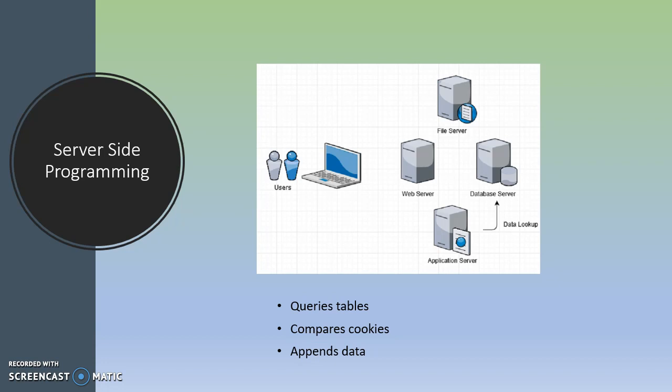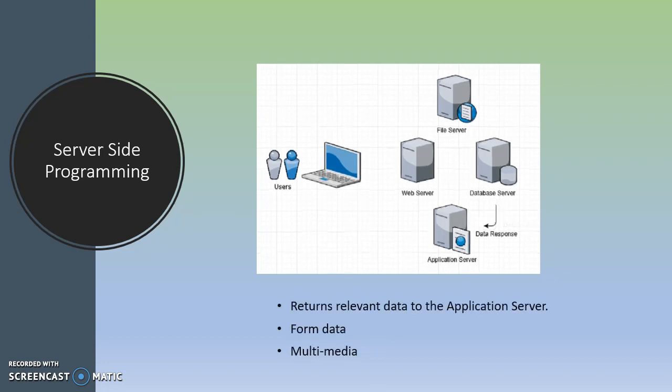So a good example of this would be if you entered an ancestor name into a family history website. The application server would append it to the database server. The database server then returns the relevant data from your search to the application server.